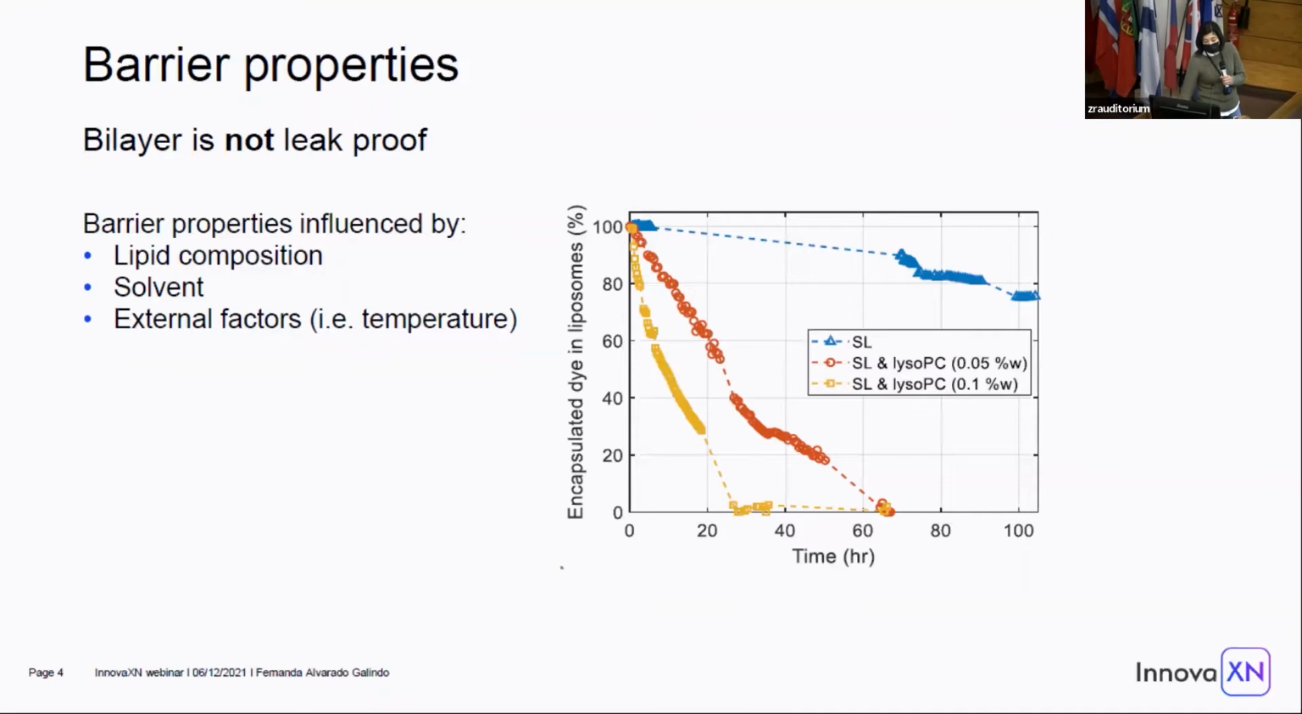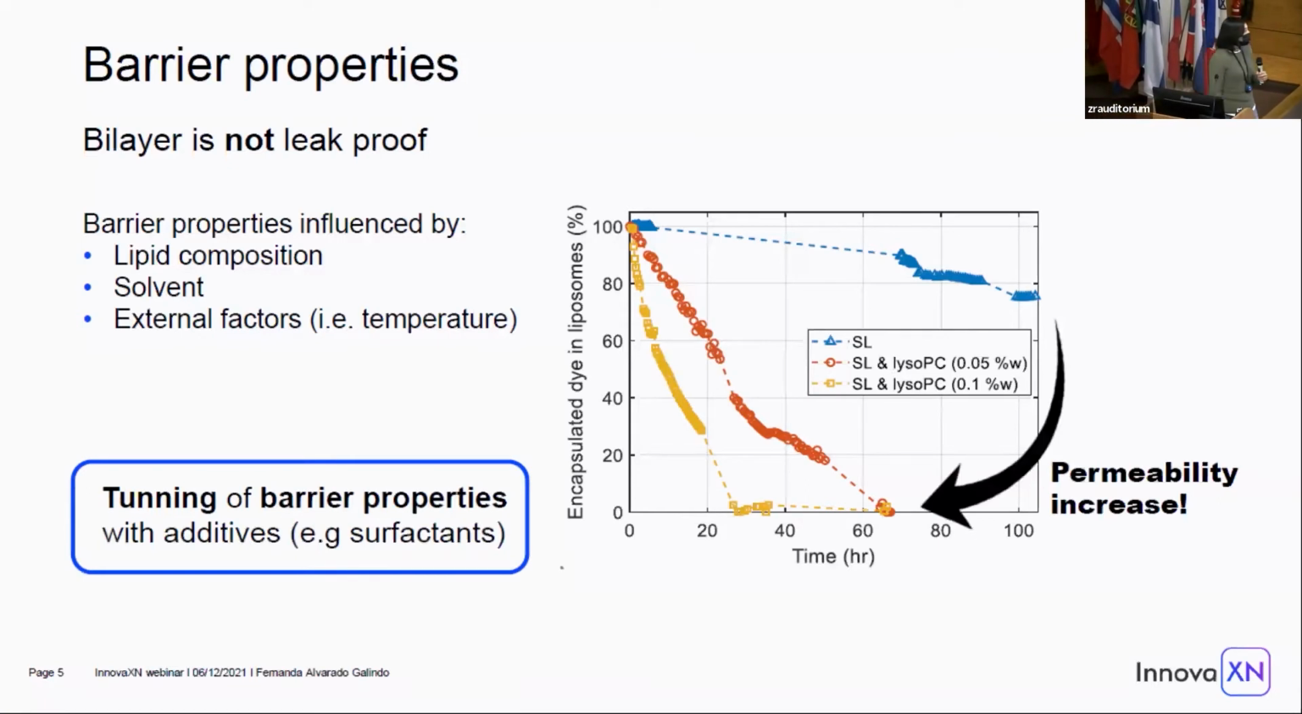There is complete release already at, let's say, 25 hours, in comparison to the phospholipid dispersion, which at 100 hours does not even show more than 30% release. So what we know is there is a huge permeability increase, and we can therefore conclude that we can tune the barrier properties of the bilayer with different additives, such as different surfactants or different types of lipids.